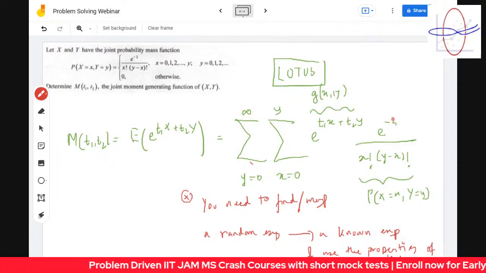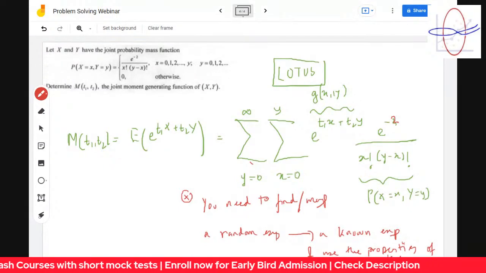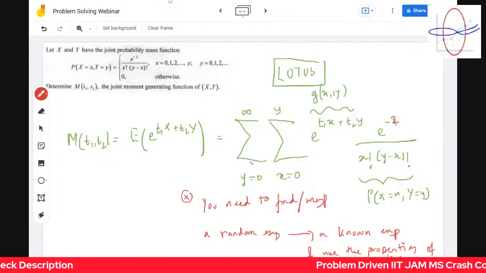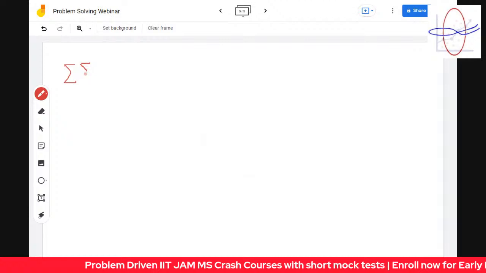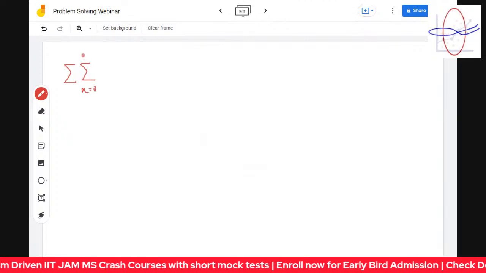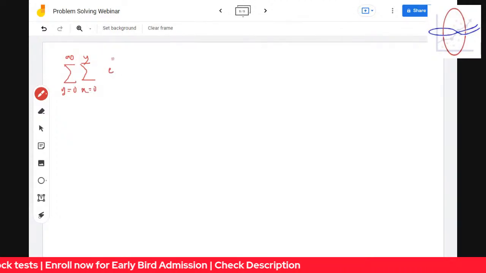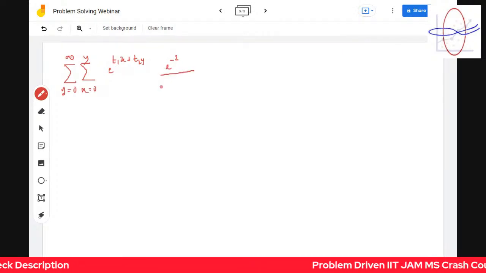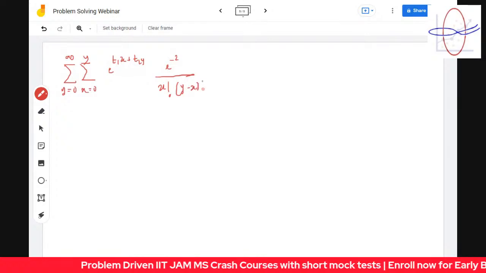So it's e to the power minus 2, and x is from 0 to y. But maybe we can do it in a different way. I don't know what it is, but let's try it out. Let's write the expression down properly. Summation, x goes from 0 to y, and y goes from 0 to infinity, of e to the power t1 x plus t2 y, into e to the power minus 2, divided by x factorial into y minus x factorial.